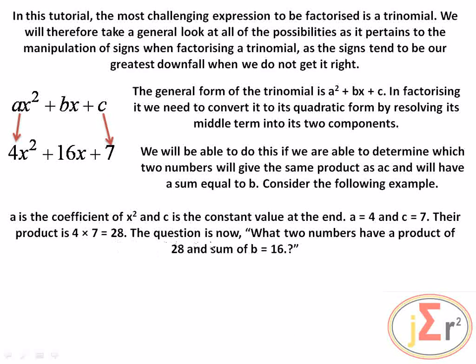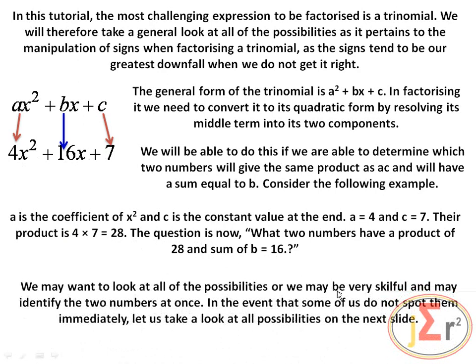The question is now, what two numbers have a product of 28 and a sum of 16? They have a product of 4 times 7, 28, and a sum of 16. We may want to look at all of the possibilities, or we may be very skillful and may identify the two numbers at once. In the event that some of us do not spot them immediately, let us take a look at all possibilities on the next slide.